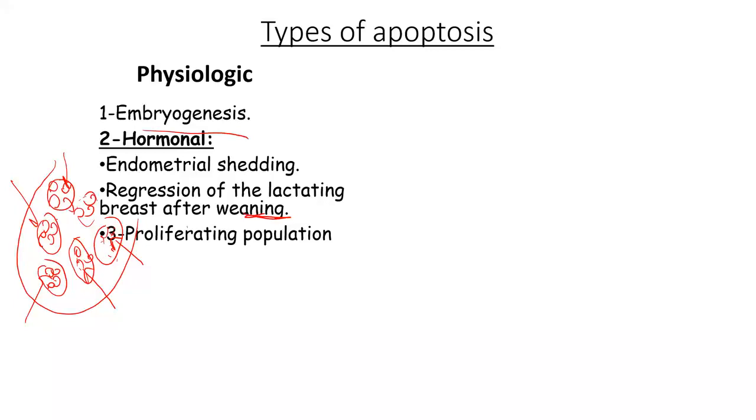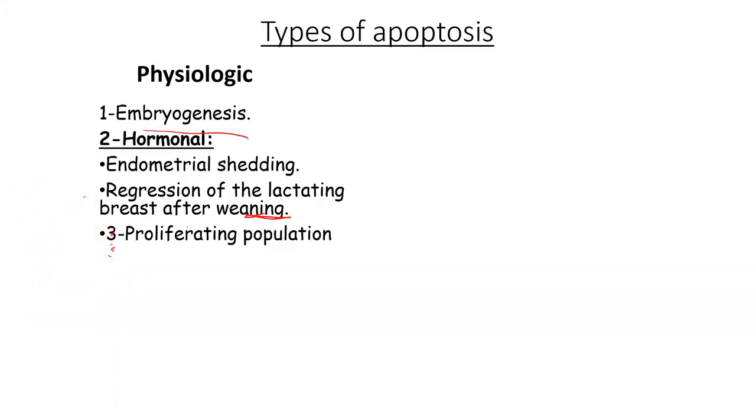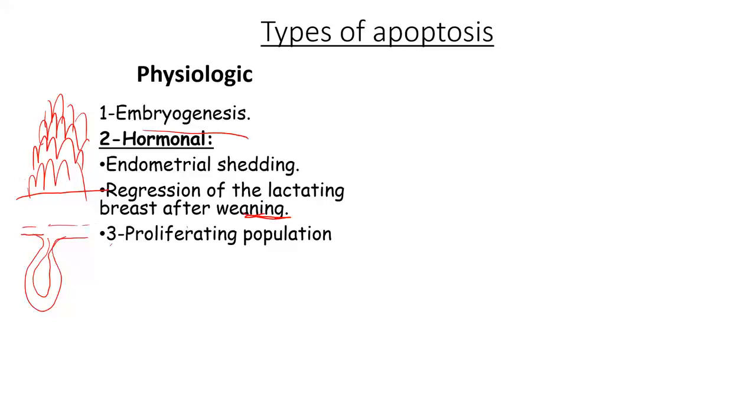Proliferating population. What's a proliferating population? A proliferating population is a population of labile cells in a continuous proliferative state. As for example, we have the epithelium of the skin. You have the crypts in the GIT, for example, and so on. So you have the crypts, and you have these stem cells that just go and proliferate.